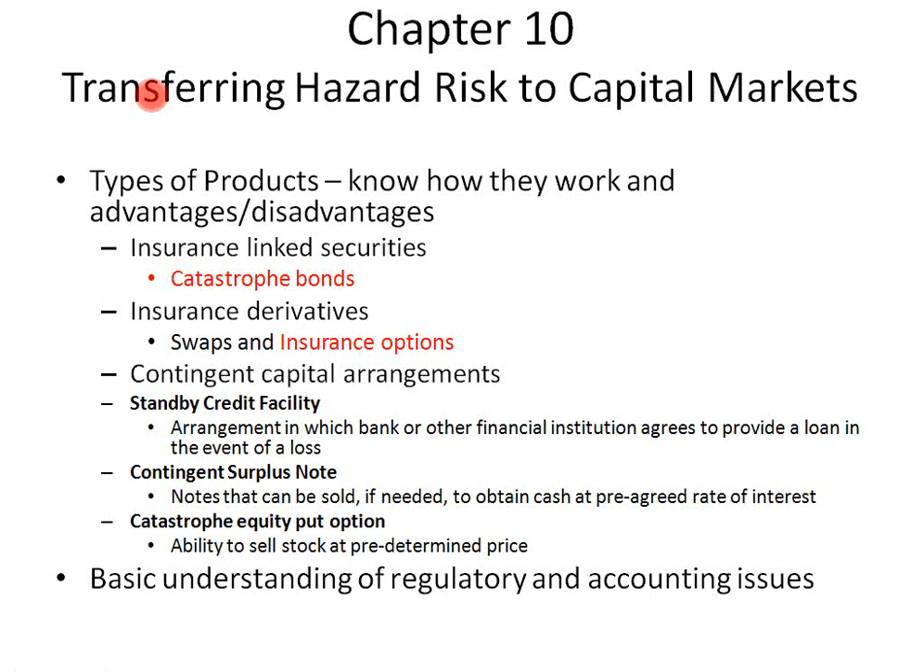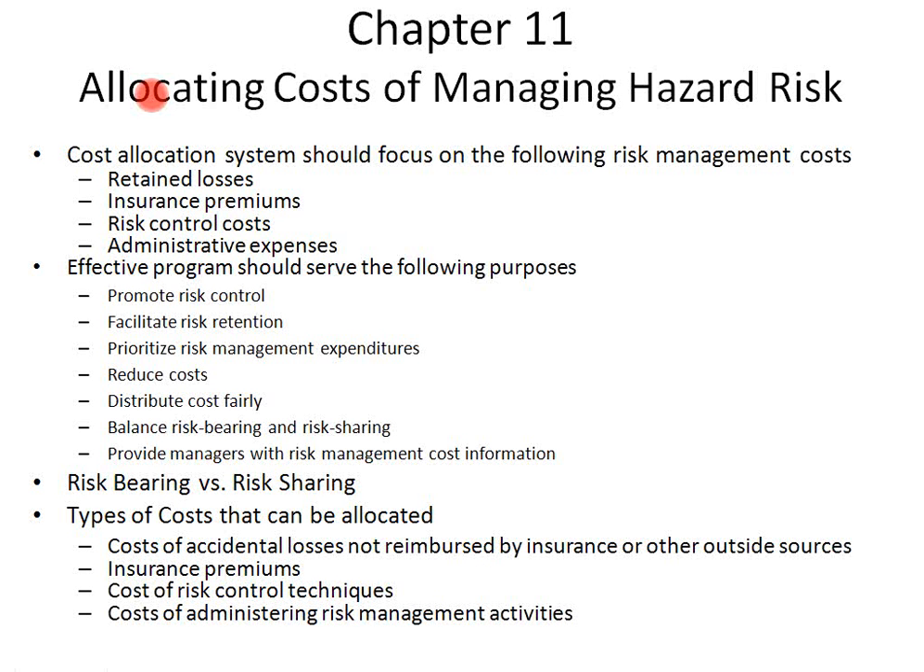Is it a good investment for the organization? Some organizations, it might be a good way to go, but you want to make sure you understand how capital markets would work in that regard. And then finally, based upon what we talked about in the last class, was allocating costs of managing risks. The main focus here, as we talked about, is that a cost allocation system should focus on risk management costs, retained losses, insurance premiums, risk control activities, administrative expenses. What are its purposes? This is probably the area that I would focus on.